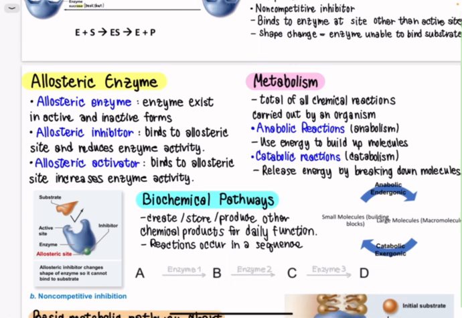Allosteric enzyme. An allosteric enzyme exists in active and inactive forms. Most non-competitive inhibitors bind to the allosteric site, a chemical on or off switch. An allosteric inhibitor binds to the allosteric site and reduces enzyme activity. An allosteric activator binds to the allosteric site and increases enzyme activity.